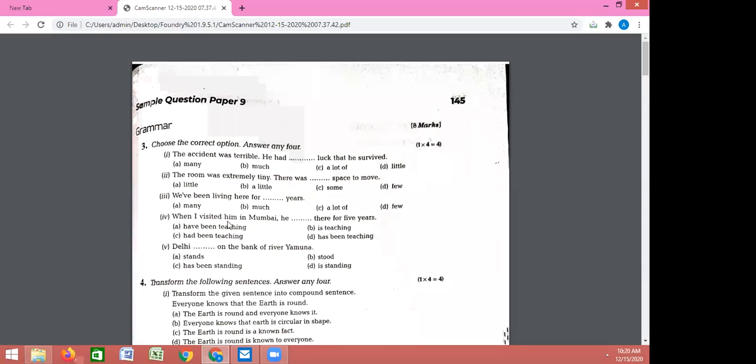When I visited him in Mumbai, he dash there for 5 years. Just look at this particular sentence. The basic concept behind it is tense. So if we are masters of the tense topic, we should be able to look at this in a very fine way. Now look, when I visited him in Mumbai, he, the right choice is had been teaching. So why had been teaching? Just look at this particular use of past perfect tense.